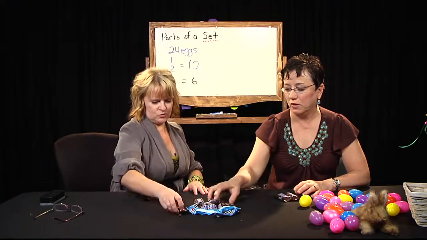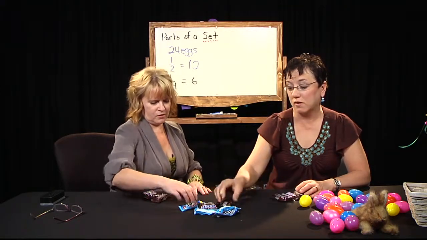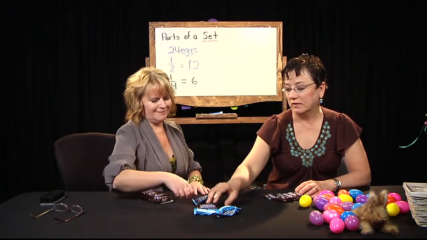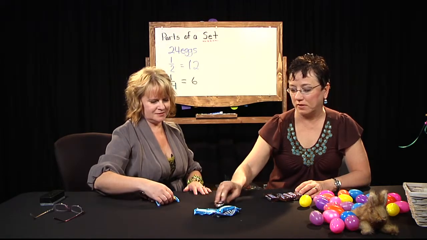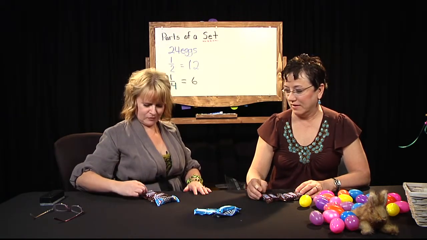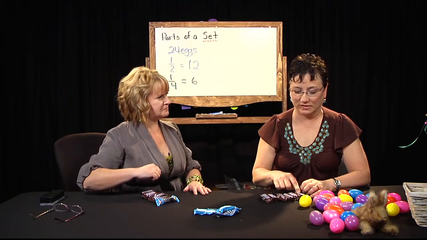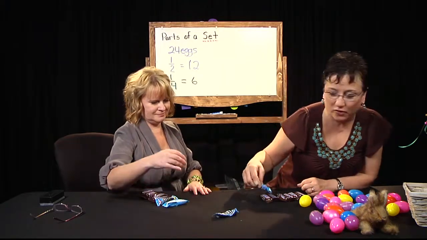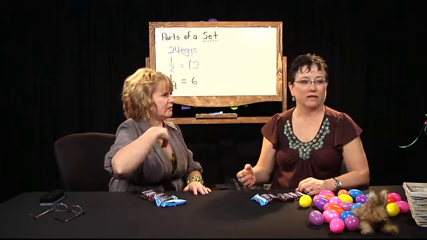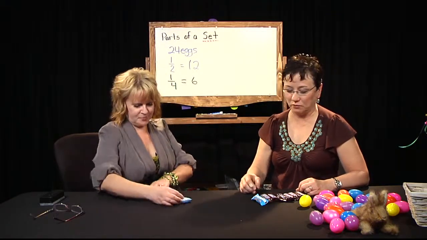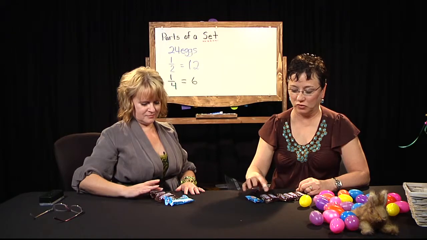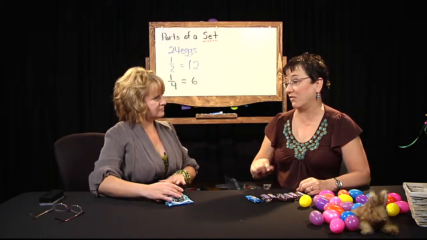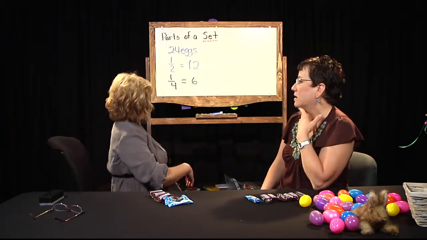2, 3, 4, 5, 6. How many do you have? 1, 2, 3, 4, 5, 6. I have 6. We've got a weird thing going on though, because guess what? We'll just get rid of that one. So we must have had 1, 2, 3, 4, 5, 6, 7. We must have had 14 in the set this time.